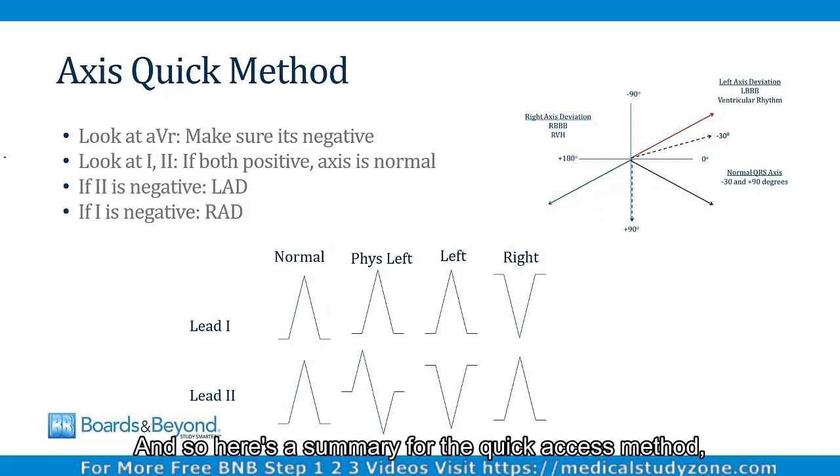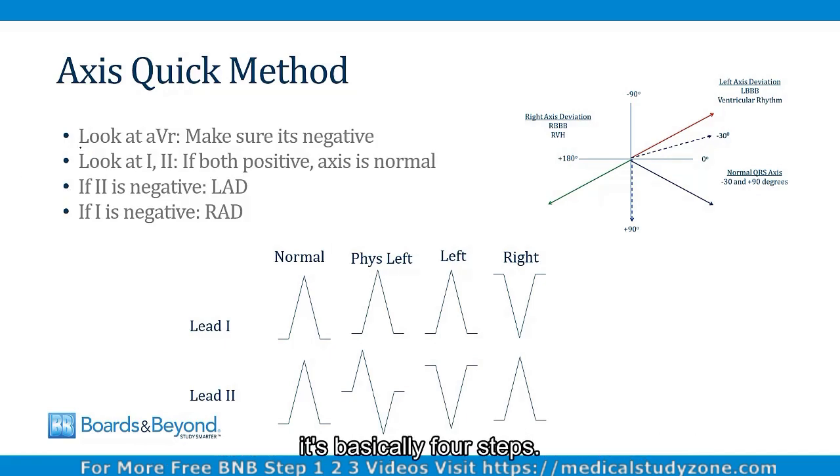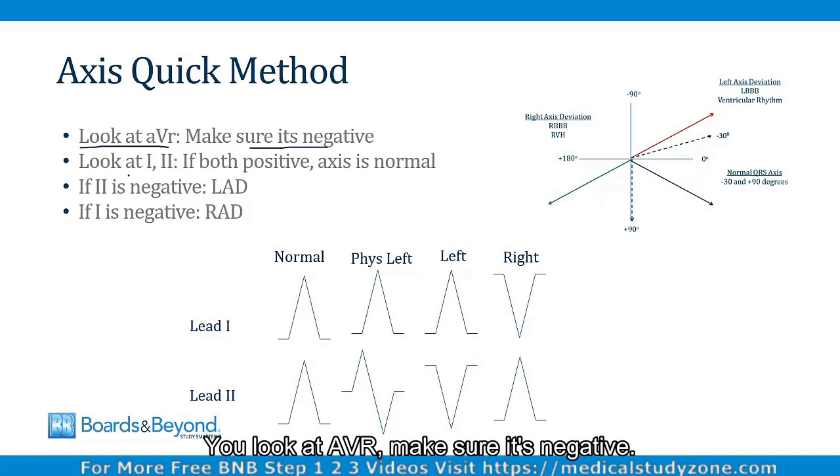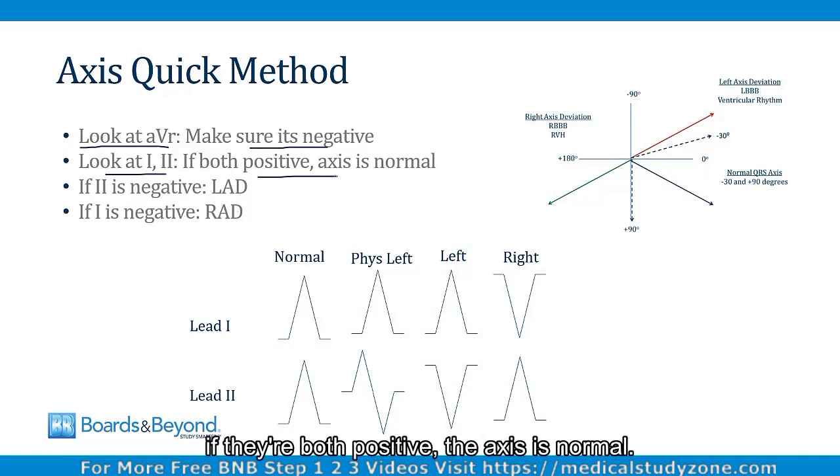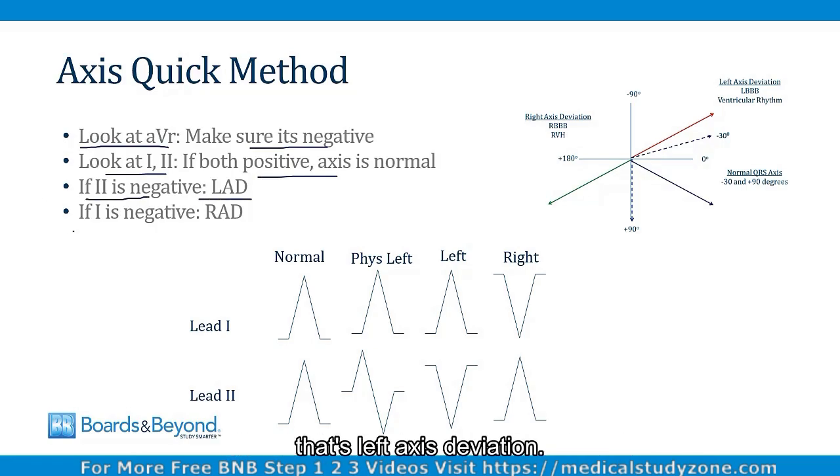So here's a summary for the quick axis method. It's basically 4 steps. You look at AVR, make sure it's negative. You look at 1 and 2. If they're both positive, the axis is normal. You look at lead 2. If it's negative, that's left axis deviation. If lead 1 is negative, that's right axis deviation.